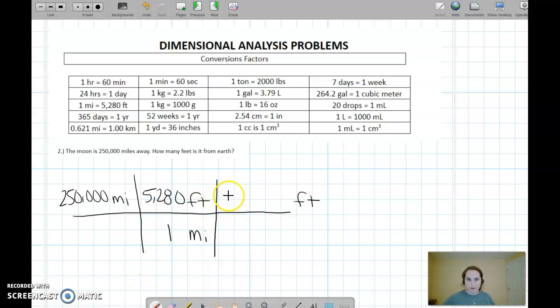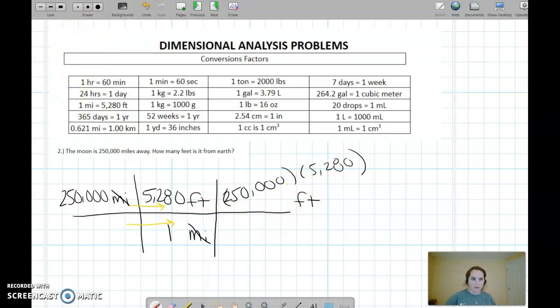Okay, so now all I have to do is 250,000 times 5,280. What are my units? Well, my miles cancel with my miles, and all I have to do is do the math across. Okay, so I get 250,000 miles times 5,280. I'm going to let you do that math yourself.